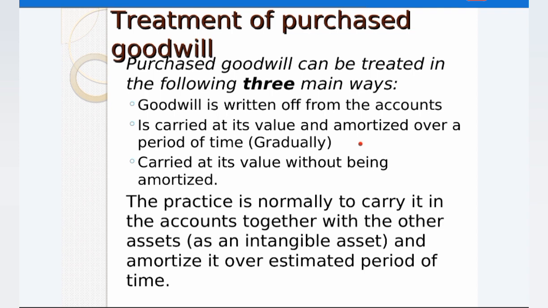So we have three main ways in which this goodwill can be treated. Number one, goodwill will be written off from the books of accounts. So immediately we determine the goodwill, we write it off. So it is immediately written off, immediately it is determined. So we determine, for instance, it is 500,000, and immediately we write it off from our books. And of course, how do we write it off from our books? We share it amongst the partners, and therefore it ceases to exist in our books of accounts. So that is one way.